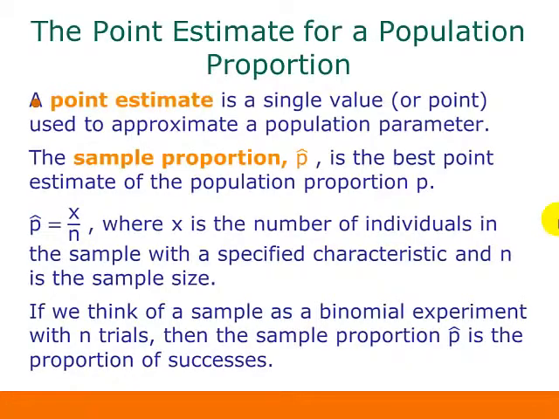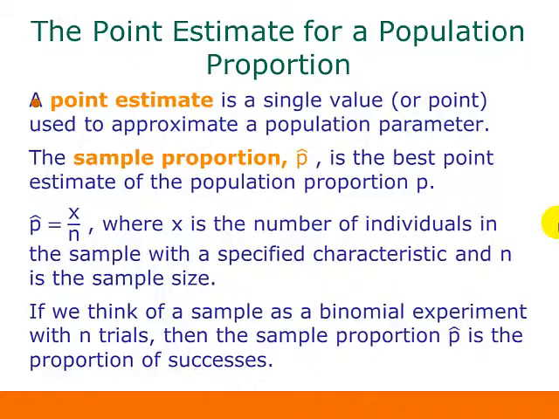So a point estimate is just a single value or point used to approximate a population parameter. In this section, since we're talking about proportions, we're going to talk about approximating a population proportion. So the sample proportion, which is represented by P with a hat on it, so we call it P hat, is the best point estimate of the population proportion P.